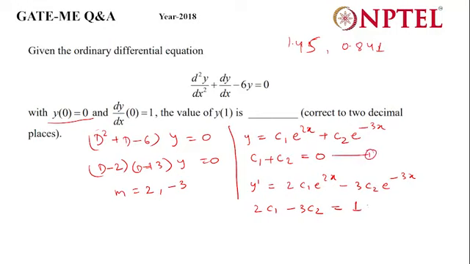Suppose this is your first equation, this is your second equation. If you solve these equations, you will get c1 as 1 by 5 and then c2 as minus 1 by 5. Now we will put the values of c1 and c2 in the equation.